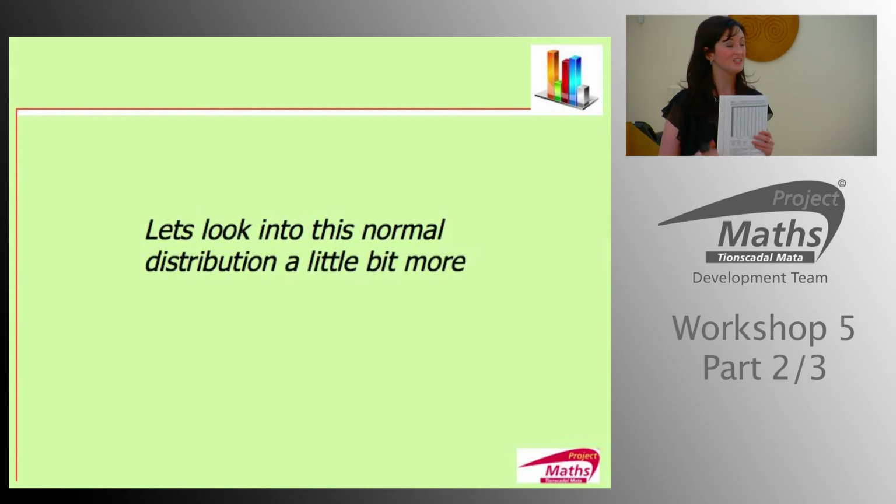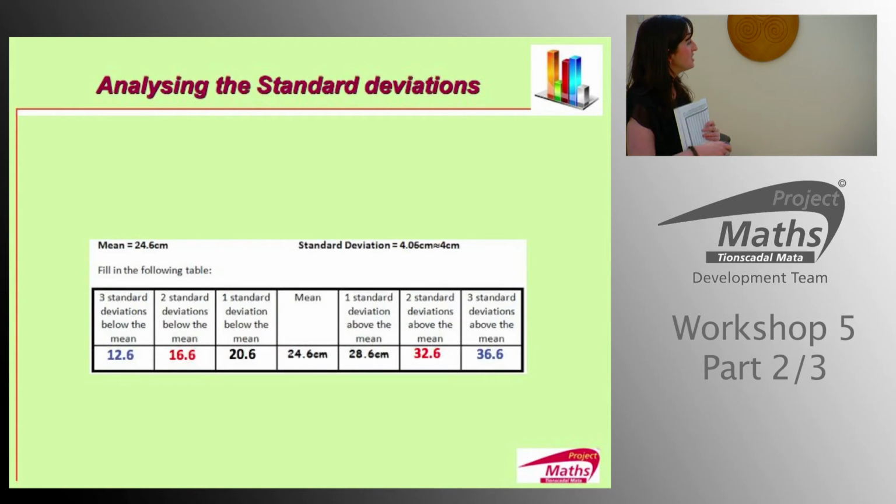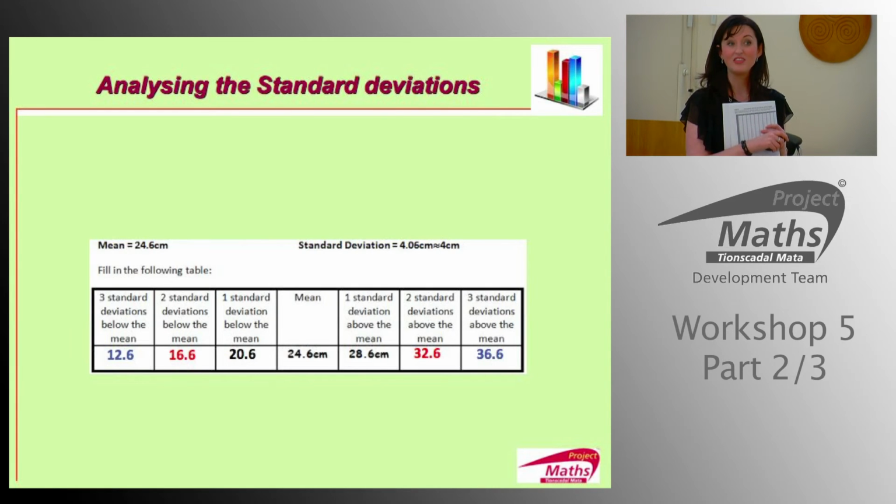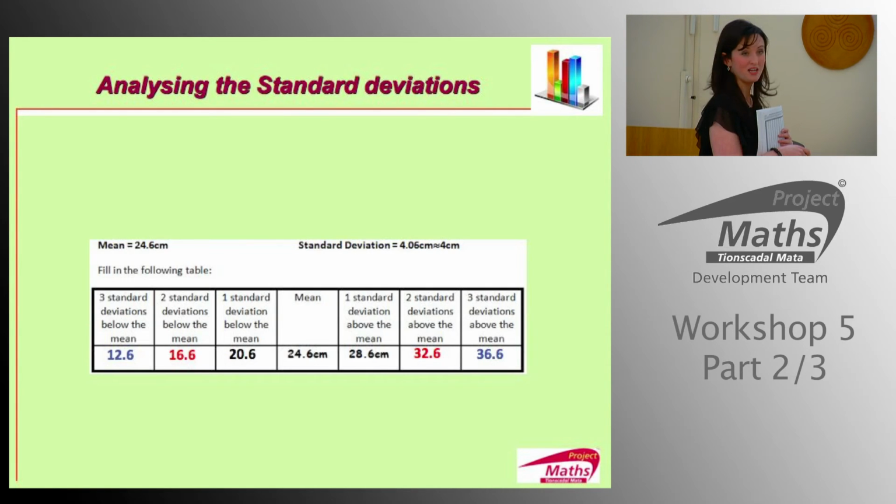is we're going to get them to count from the table above how many numbers are between 1 standard deviation below and 1 standard deviation above the mean. So in other words, how many numbers are in between 20.6 and 28.6, and they have to count them. So we pretend we counted them.